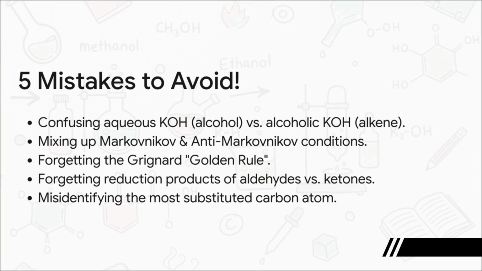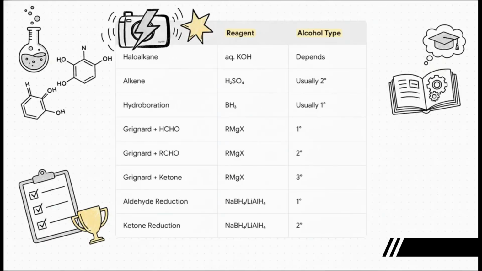These are the top 5 traps that students fall into year after year. Number 1, confusing aqueous KOH with alcoholic KOH. We talked about that. Number 2, applying Markovnikov's rule when the conditions are clearly for anti-Markovnikov. Number 3, just completely blanking on the golden rule for Grignard reagents. Don't let that be you. You've got to be aware of these pitfalls so you can sidestep them on exam day and stay one step ahead of everyone else.